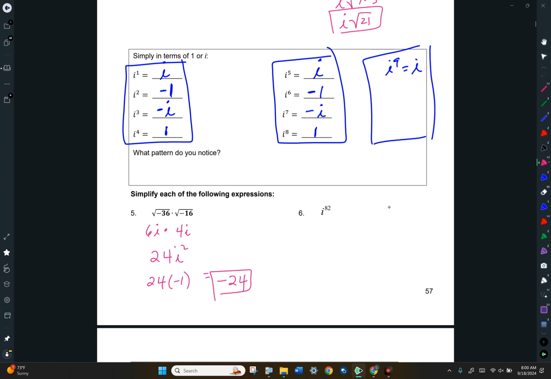Now on number 6, i to the 82nd. Well, we're just testing the pattern. So think of it this way. Hopefully you would agree, if I got all the way to i to the 80th, that would end one of the full patterns, right? Because it's a multiple of 4. So i to the 80th would be like right down here at the bottom of the pattern. So that means 81 and 82 would be that second number in the pattern. So that's just going to equal -1. Okay.